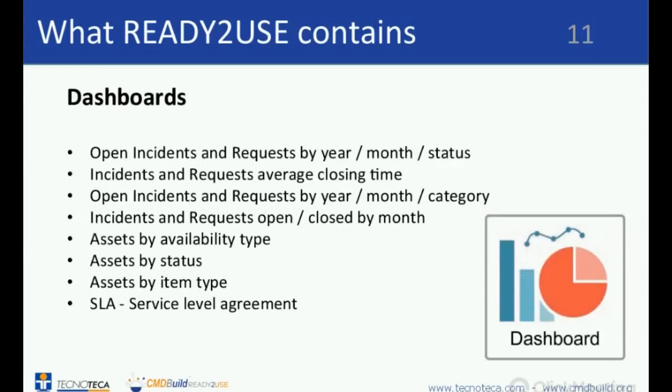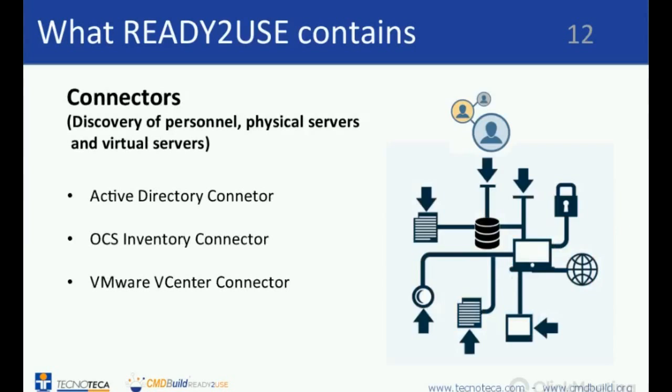Ready2Use also contains dashboards. So many dashboards. Some of them we're going to see today. For some others you will find more information, as I said, on our website. Connectors, we also have three connectors: the Active Directory connector, the OCS inventory connector, and the VMware vCenter connector. Unfortunately, we probably won't have time to go through the explanation of these today, but as I said, go on the website, you will find a lot of useful information about them.